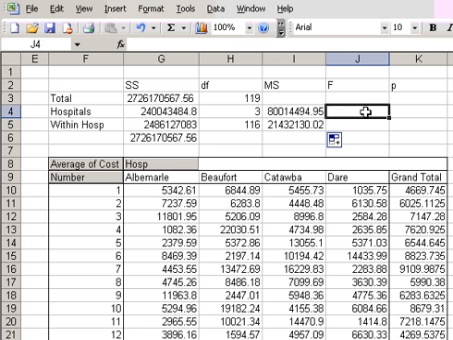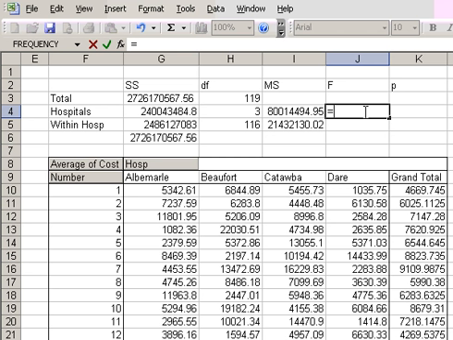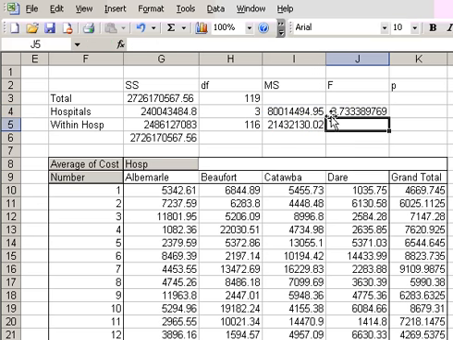Now the F-test is carried out by dividing the mean square for hospitals by the mean square within hospitals, and the F value is 3.73 and a number of additional decimal points.